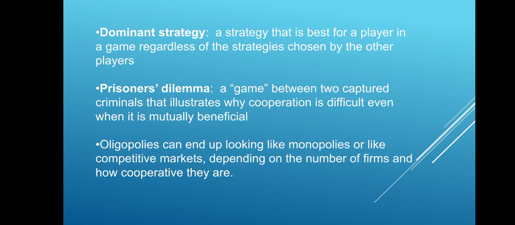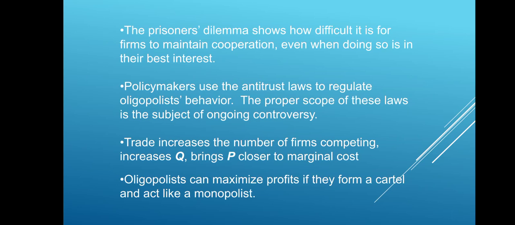it is mutually beneficial. Oligopolies can end up looking like monopolies or like competitive markets, depending on the number of firms and how cooperative they are. The prisoner's dilemma shows how difficult it is for firms to maintain cooperation, even when doing so is in their best interest. Policymakers use the antitrust laws to regulate oligopolist behavior. The proper scope of these laws is the subject of ongoing controversy.